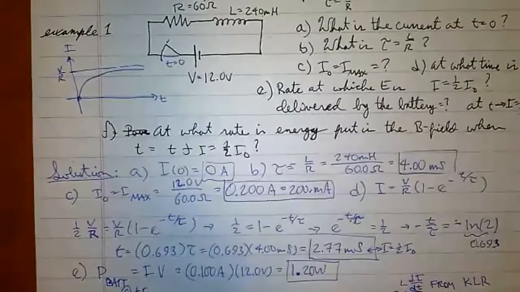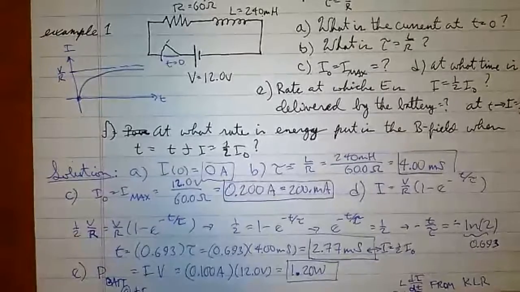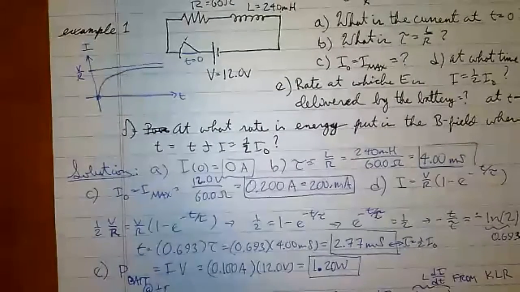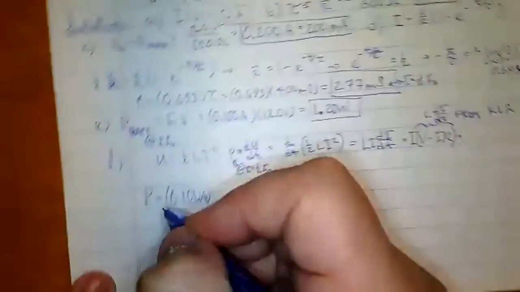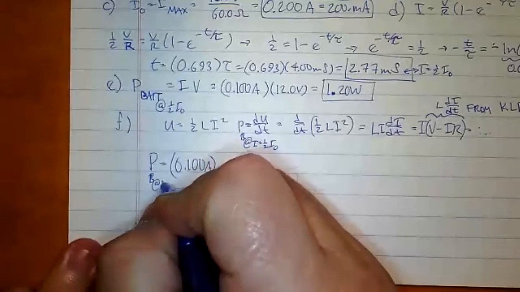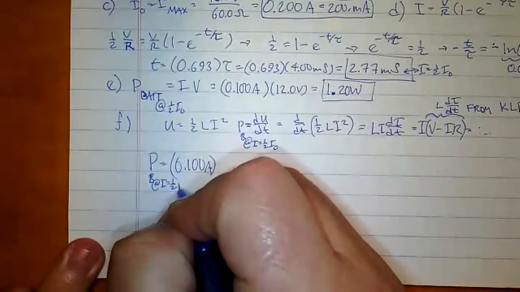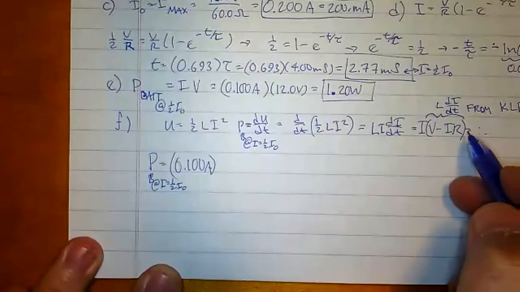So now what I'm going to do is say that power, I'm going to continue on this line. In other words, power is equal to the current, which is 0.100 amps. So this is P in the B field at I equals 1/2 I0. Okay, so there's the current part.